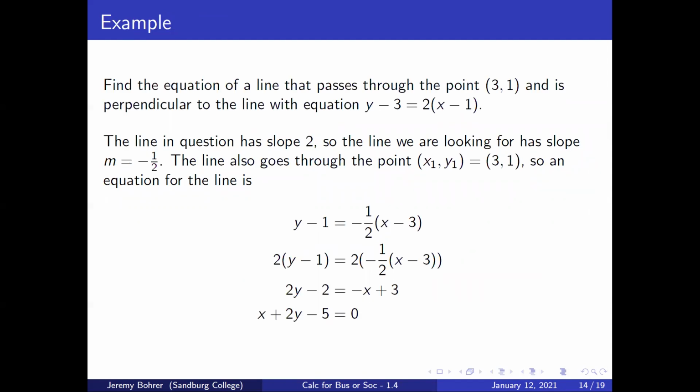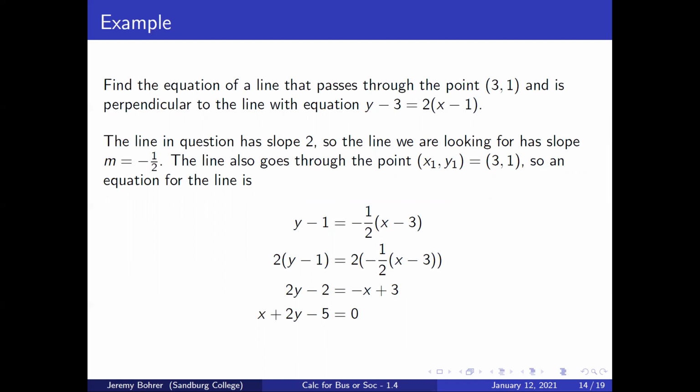So find the equation of a line that passes through the point (3, 1) and is perpendicular to the line with equation y - 3 equals 2 times (x - 1). So the line that we're asking about, the one it is perpendicular to, has a slope of 2. So the line that we're looking for has a slope m equals -1/2, and it goes through the point (3, 1). So we find an equation for the line.